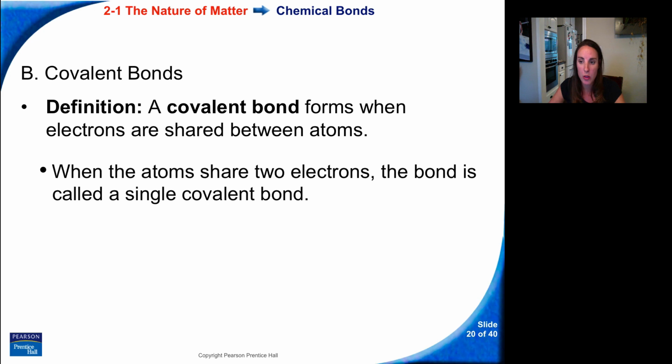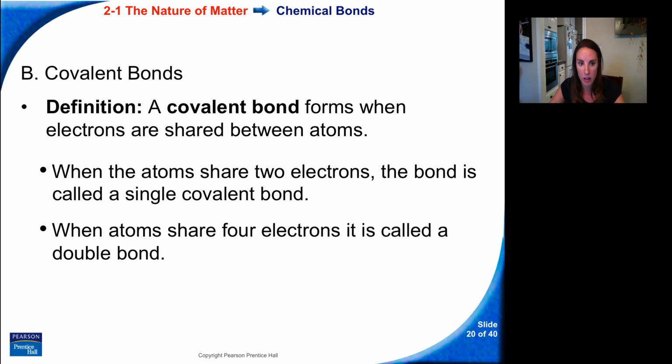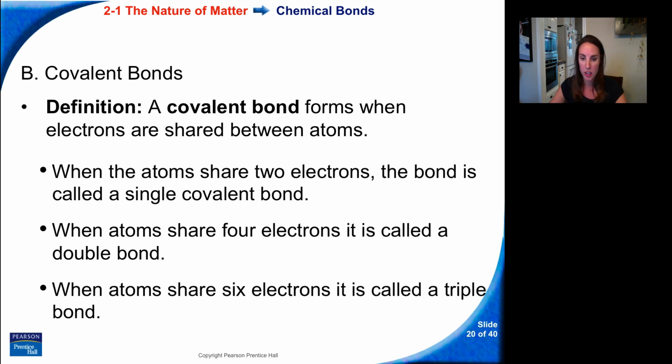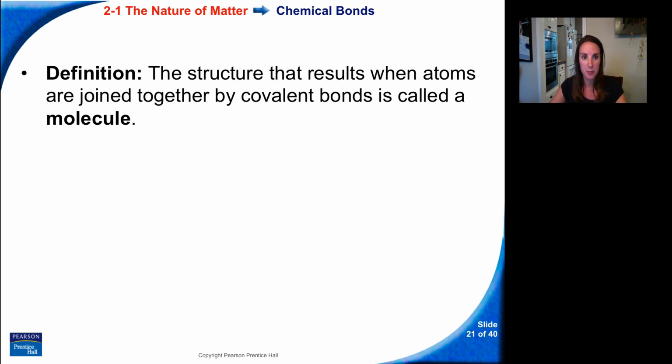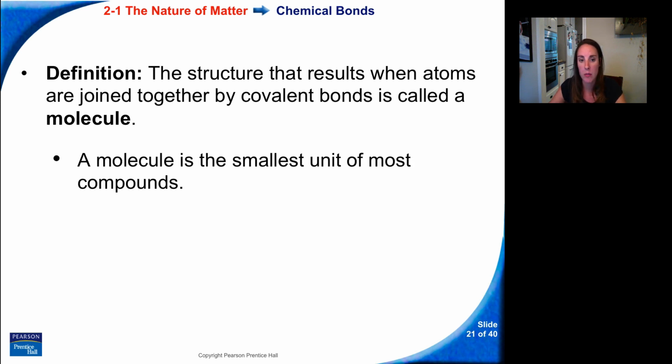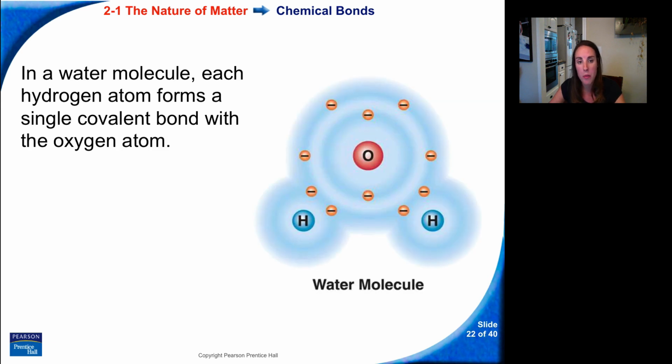Covalent bonds form when electrons are shared, not transferred. When atoms share 2 electrons, the bond is a single covalent bond. When they share 4 electrons, it's a double bond. And when atoms share 6 electrons, it's a triple bond. The structure that results when atoms are joined together by covalent bonds is called a molecule. So molecules are atoms joined together by covalent bonds. A molecule is the smallest unit of most compounds. In a water molecule, each hydrogen atom forms a single covalent bond with the oxygen atom, so hydrogen and oxygen each share 2 electrons.